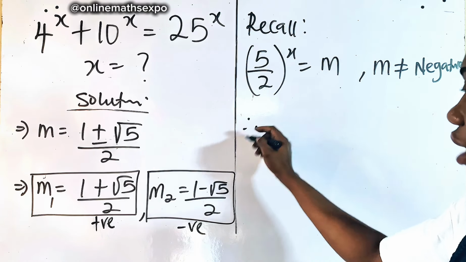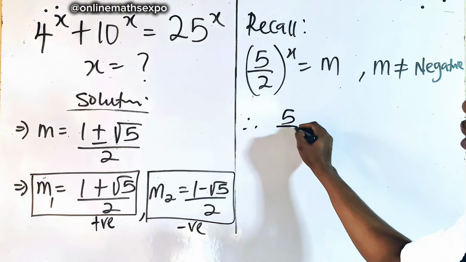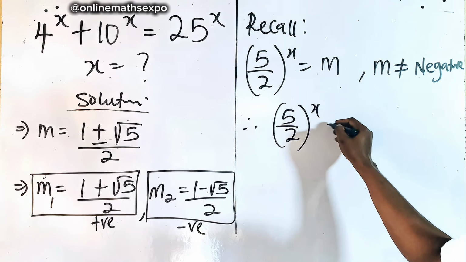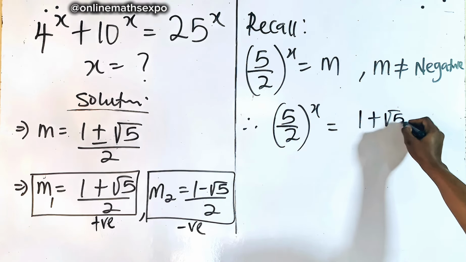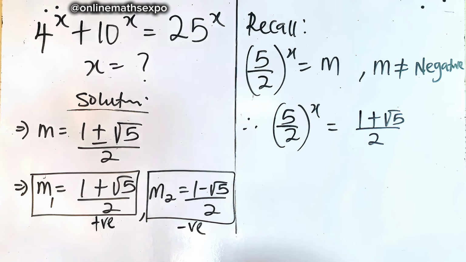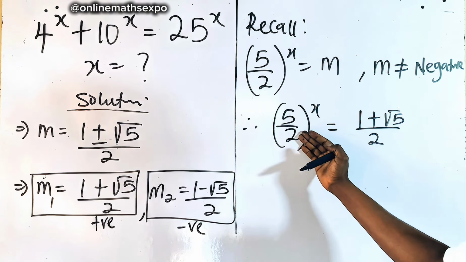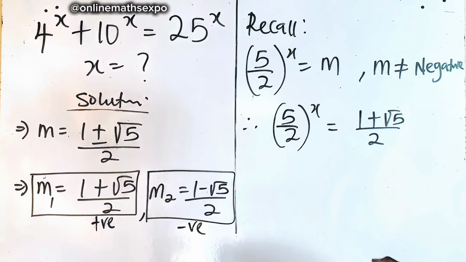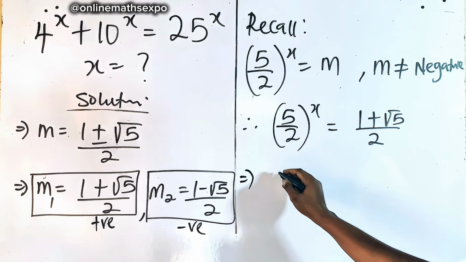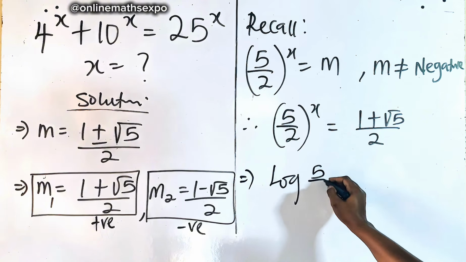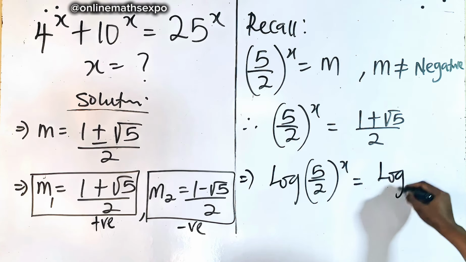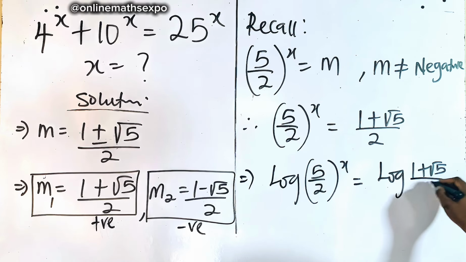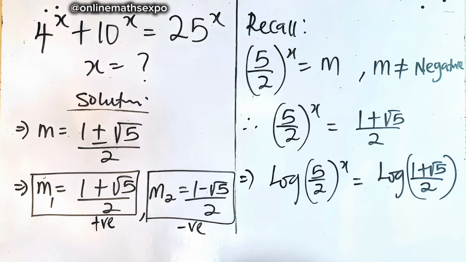So we're going to now have it that 5 on 2 to the power of x is equal to this m value. So we have 1 plus √5 divided by 2. And what do you do at this point? We can now express this in this base. So in that case, we need to take the log of both sides. So we have log of 5 on 2 to the power of x is equal to log of 1 plus √5 on 2.